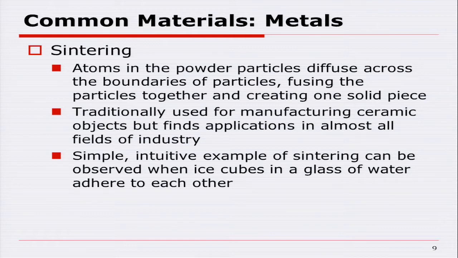And basically what happens is you're going to get atoms from one particular element or molecule that's going to fuse or cross over to another particular element or molecule, and that's how you get some binding. A simple example of sintering would be how ice cubes can fuse together when they're brought in contact. So you've got two separate particles, you bring them together in a glass of water and they'll fuse.